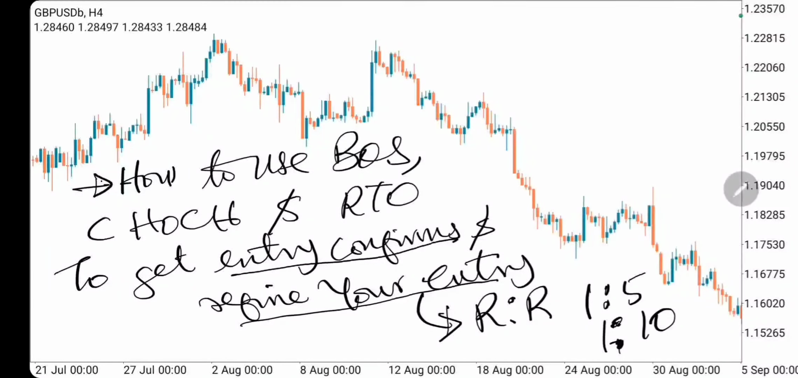I'm going to link that video, a very important video. You need to view it. It will help you know how to refine your entries by means of change of character, break of structure, and return to order block. It's not as difficult as you might think, or as other traders paint it. It's difficult actually, but I have simplified it for you. It explains how to use them to get entry confirmations and to refine your entries for a higher probability of success and higher risk to reward ratio trades.